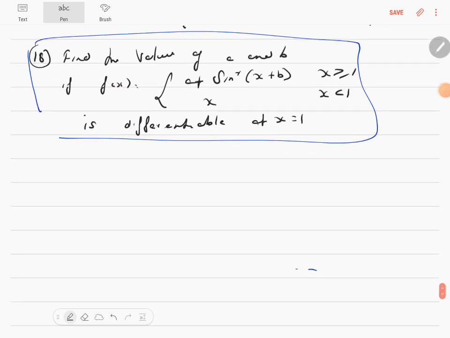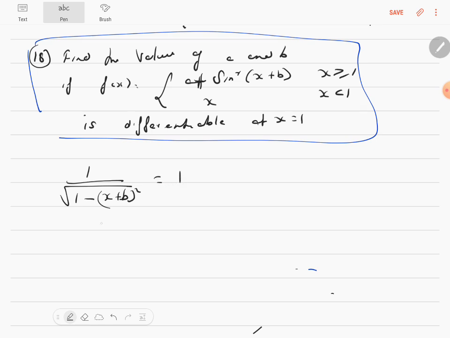So find the values of a and b if f of x is equal to a plus sine inverse of x plus b if x is greater than or equal to 1, and x if x is less than 1. So the question is about differentiability, so you can directly differentiate the left hand side, and the derivative of a plus sine inverse is 1 by root of 1 minus x plus b the whole square, and the differentiation of x is just 1, and the right hand side differentiation is 1.